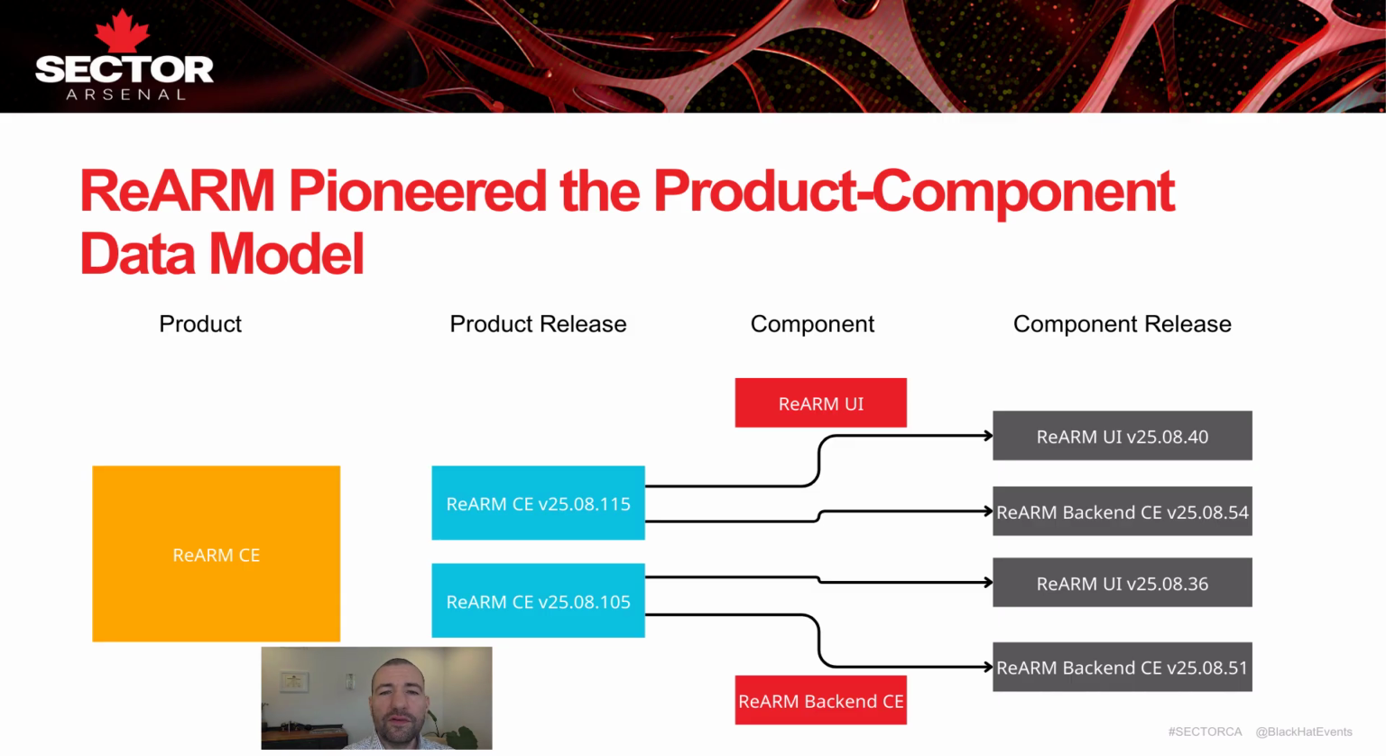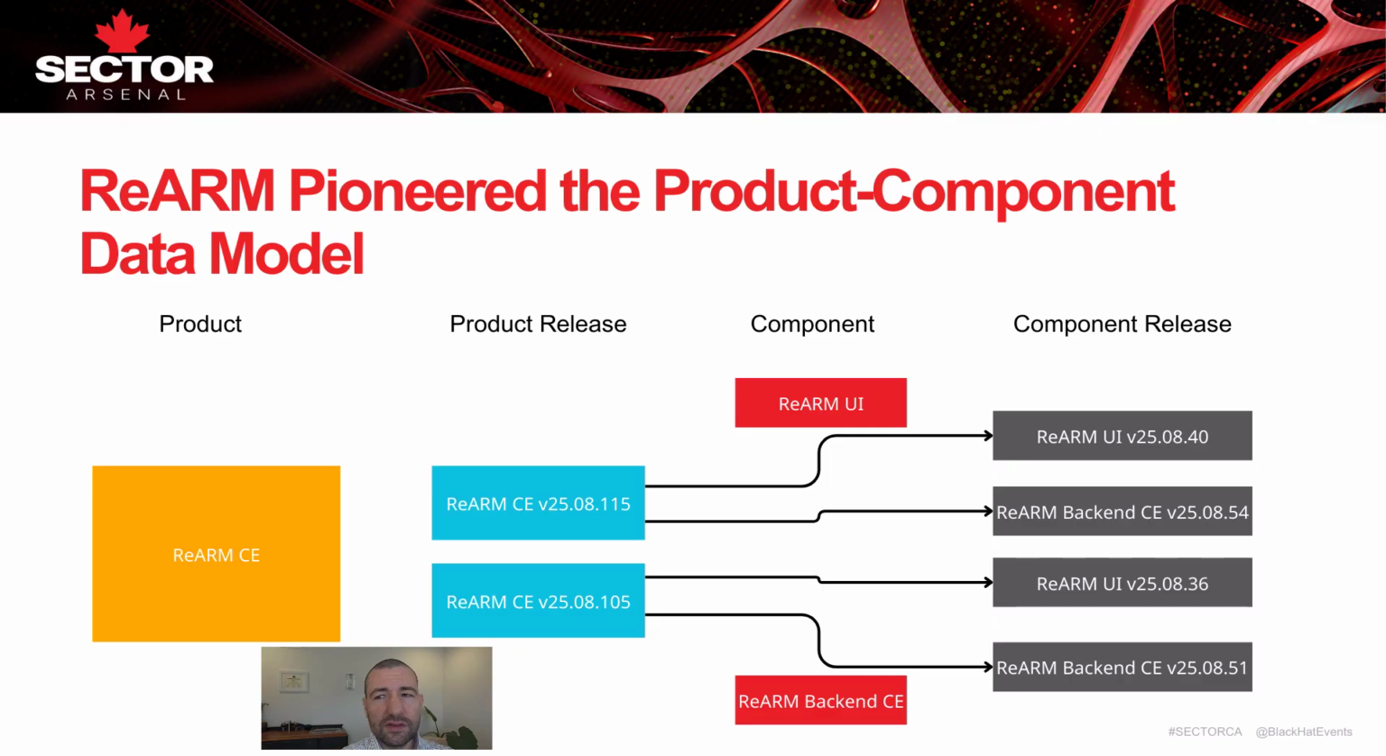One important feature of ReARM is its rich internal data organization model, based on the product component split. This model is currently gaining traction in the industry. This slide shows a simplified view of the model using ReARM Community Edition as an example. On the left, we see the product, in this case, ReARM Community Edition. Product is usually something that is used in marketing, and that is how customers refer to the thing that we produce. Next, we have product releases.